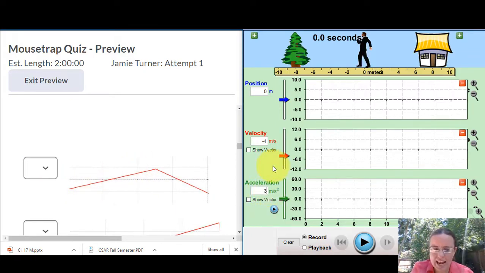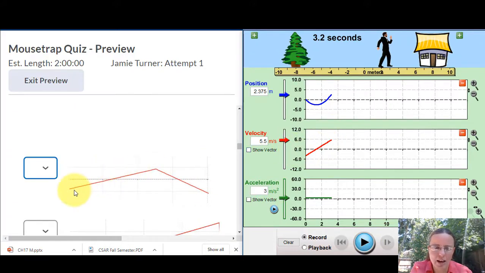So let's go ahead and I'll make acceleration +3. So let's play this. So he's going negative and turning around and coming positive. You can see it's not exactly the same as what I have over here, but I do have a positive sloped line. And that is, again, the green acceleration describing the slope. So I have a positive slope.